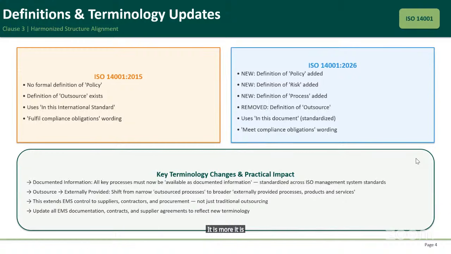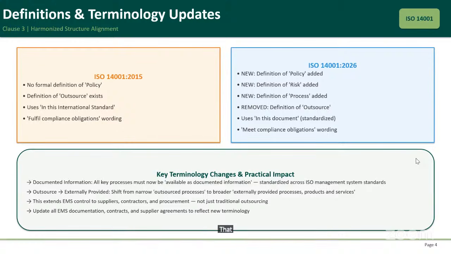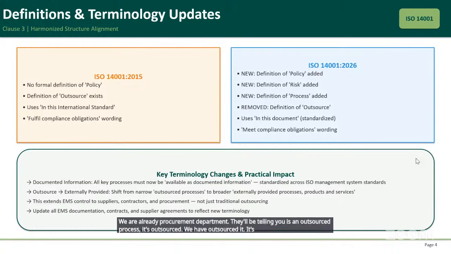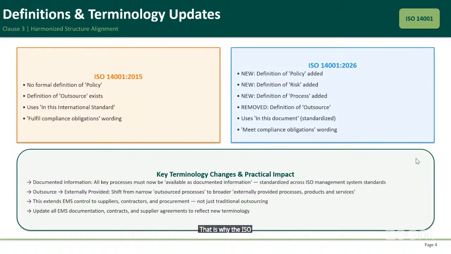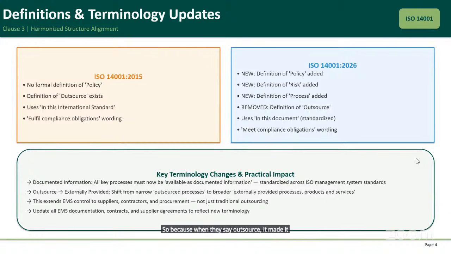it is not properly communicated. When companies say outsource, even during auditing, it can be confusing. They will start arguing with the auditors: it's an outsourced process, it's not part of what we do, we have outsourced it. That term is always a ringing bell when you are auditing the procurement department. That is why the ISO standard came up with a better terminology called externally provided service. So it's still your core duty to influence and control it, because when they say outsource, it makes it look like they don't have anything to do with it.